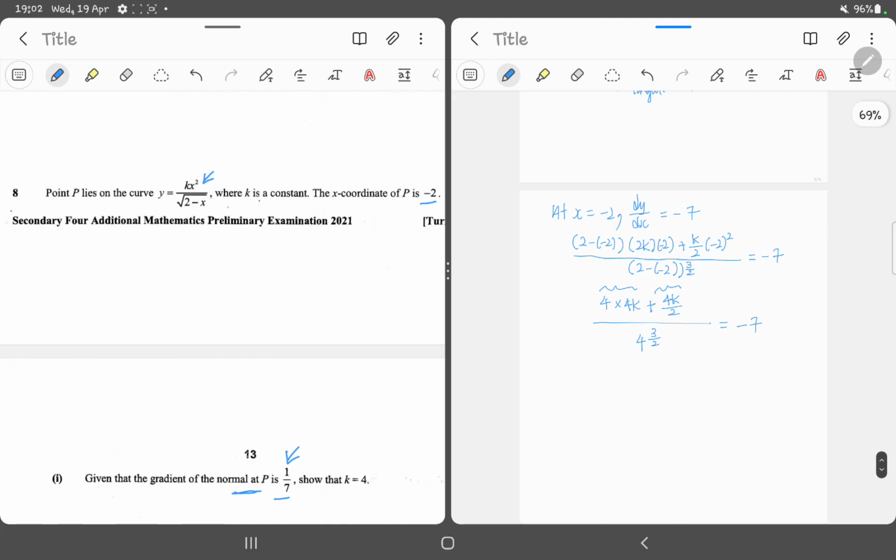Sorry, over here this is a minus. Okay, my apologies. So this means that it will be 4 times minus 4k. Okay, so correction. So in this case, it will be minus 16k plus 2k whole thing divided by 8, because 4 to the power of 3 over 2 is actually 8.